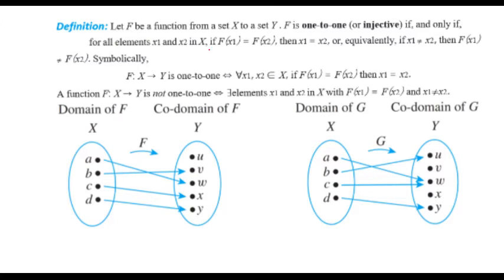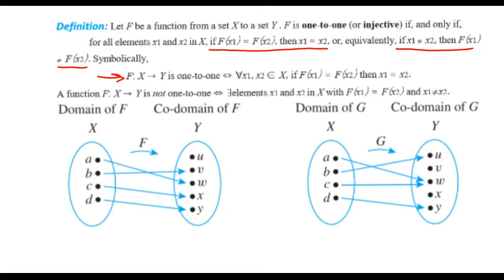So here this conditional statement is the contrapositive of the other conditional statement. So they are logically equivalent, correct? You can use both forms as a definition of a one-to-one function. And this is the more symbolic way of writing this. We say f from x to y is one-to-one if and only if for every two elements x1 and x2 in x, if f of x1 is equal to f of x2, then x1 and x2 must be equal.